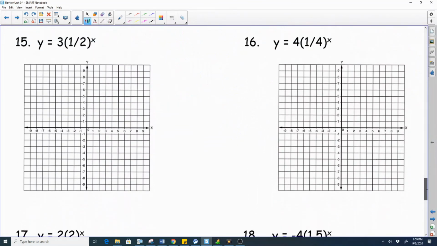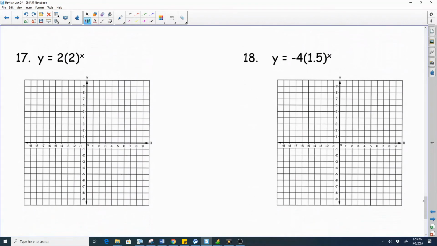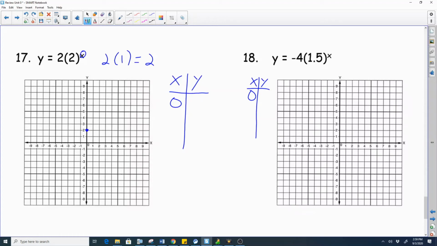Last but not least is going to be our beautiful exponential growth. So for example, this one, you want to do an xy table, and you want to get the y-intercept by plugging 0 in for x, right? Every single time, y-intercept, plug in 0 for x. So when you do that, you get 2 to the 0 power, which is just 1. And then 2 times 1 is 2. So there's that one. Over here, plug in a 0, 1.5 to the 0 power, still 1. And so that one will just be negative 4 times 1 is just negative 4.